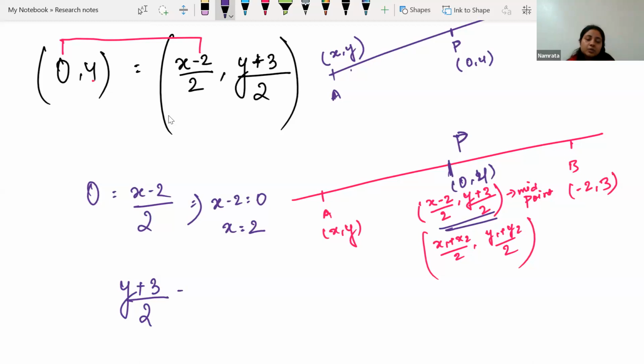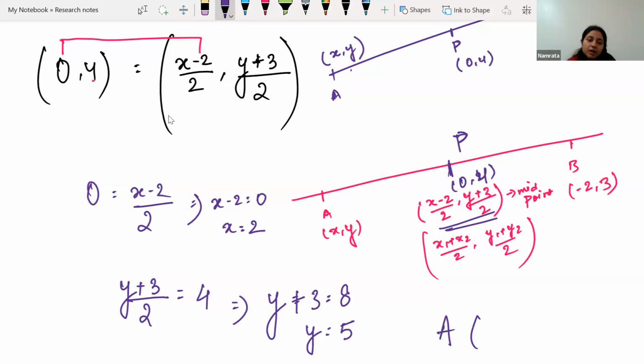Similarly, we will be able to get the y value also. y plus 3 by 2 is equal to 4, which implies that y plus 3 is equal to 8, and y is equal to 8 minus 3, that means 5. So we got the coordinate of A, x comma y we have taken, that is 2 comma 5, right? Yes, ma'am. Got it.